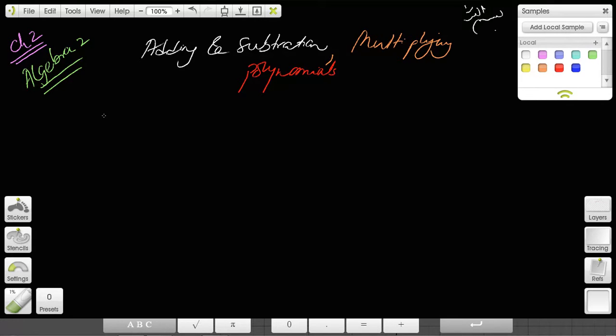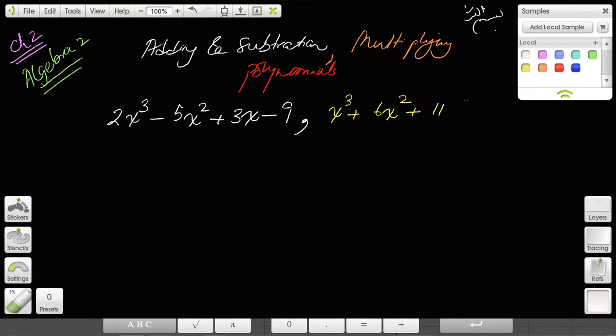So here are some examples that are presented to us in the book. We are to add 2x cubed minus 5x squared plus 3x minus 9 with x cubed plus 6x squared plus 11. Now to me, it's basically just adding them and looking for like terms. One important thing is to make sure that all of the degree exponents are accounted for.